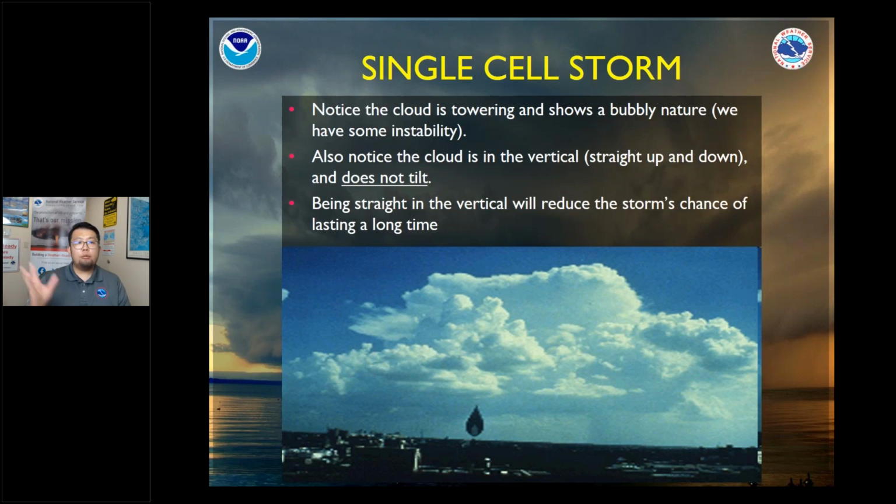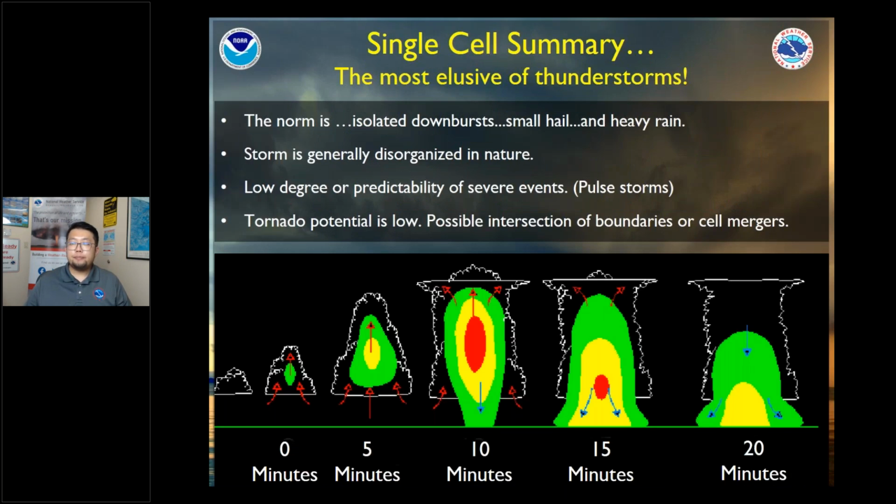The cloud is towering. You can see that on the picture here. It shows some bubbly nature, looks like cauliflower or cotton candy up top here. That means we have some instability. That means it's growing. And notice the cloud is just vertical, straight up and down. There's no spreading out, and that means that it doesn't tilt. So that means it's just growing up and it's going to drop whatever comes down. Whatever goes up comes back down. And that's a single cell thunderstorm there.